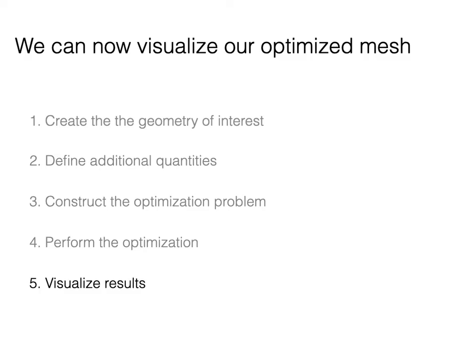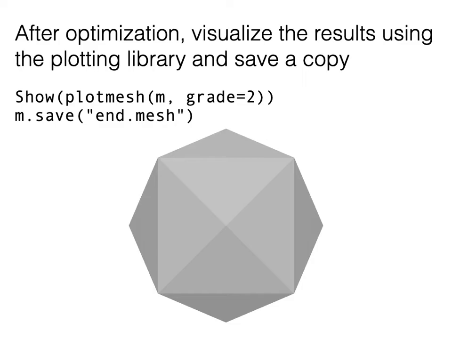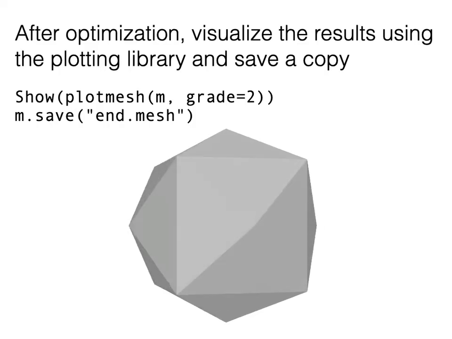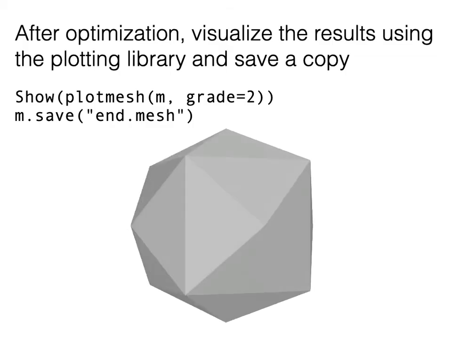If we run that, we can now visualize our optimized mesh as follows. So we just use the plot mesh function. We give it the mesh. We give it the grade of objects we're interested in seeing, which is grade 2. That's the faces. We can also save a copy of the mesh for later use.